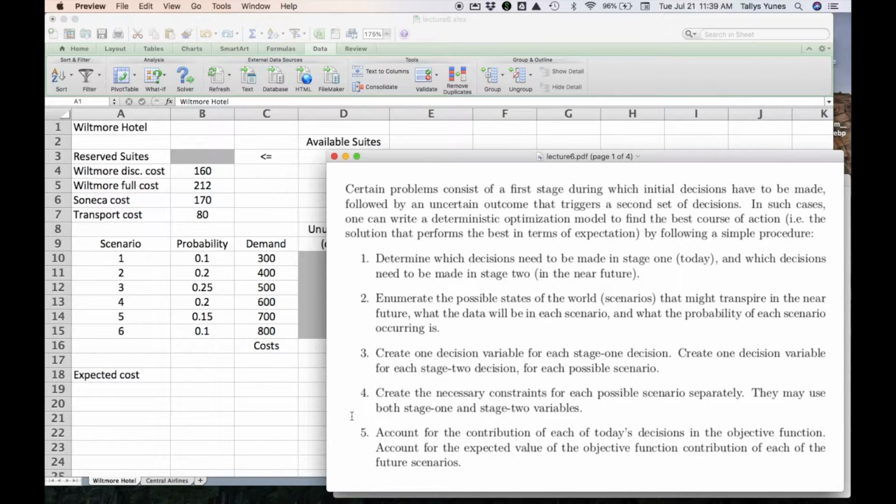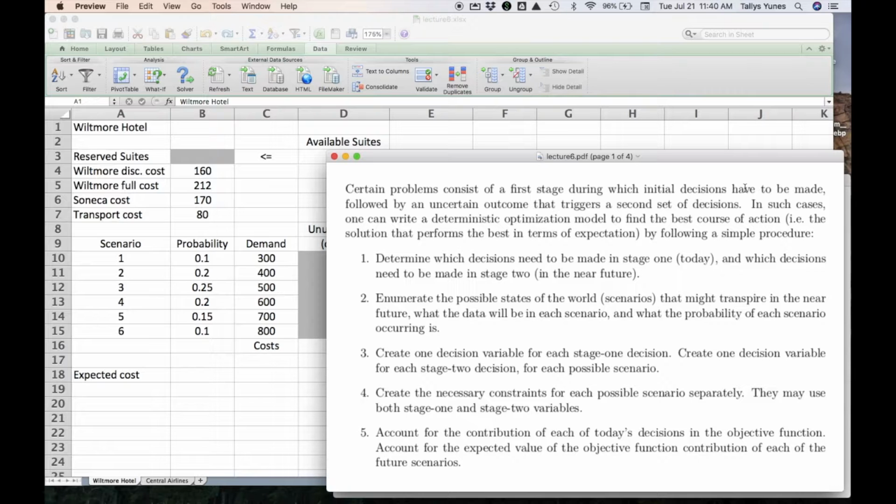And likewise, you need to create constraints. You're going to have constraints for today, constraints for tomorrow. Typically, constraints for tomorrow will include today's variables, because whatever you do today will affect tomorrow. And finally, to create an objective, because we're going to be maximizing or minimizing the expected value of our overall objective, you're going to create some expectation calculation to combine the objectives of the tomorrow problems and the objective of today's problem. Great. So that's the general idea. Again, go watch that video if you haven't done so yet.